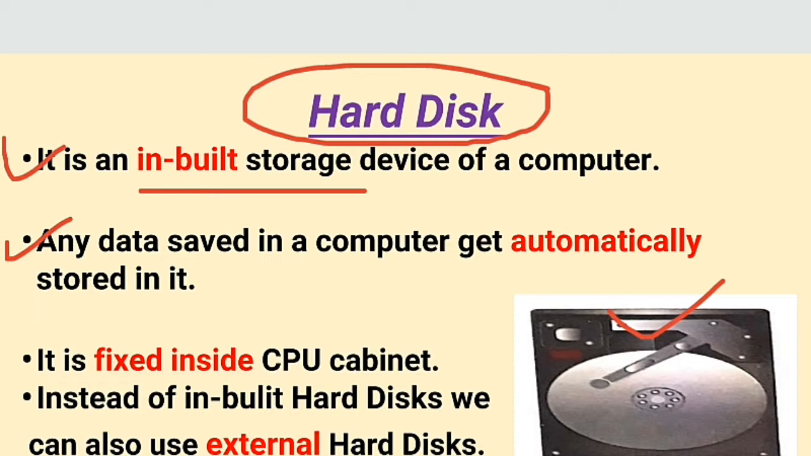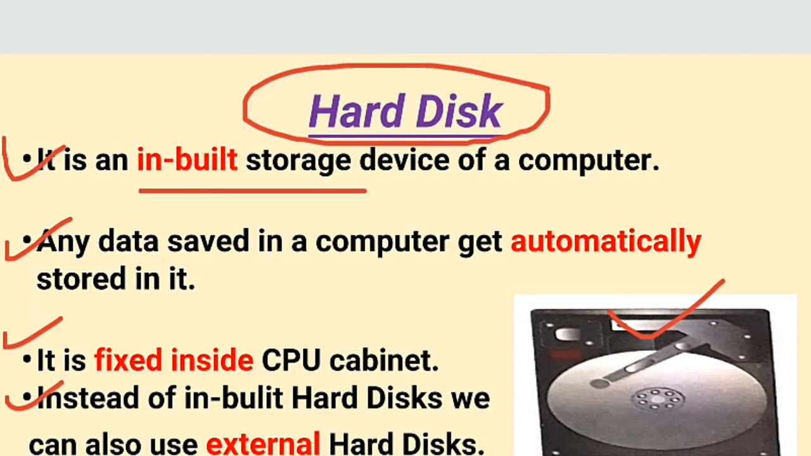What is the working of hard disk? It means that whatsoever data we type or draw or store in a computer is automatically stored in the hard disk. It is fixed inside the CPU cabinet. It means it is already in the CPU cabinet.